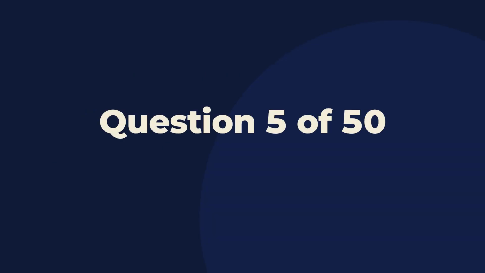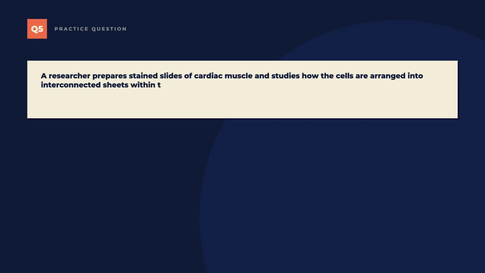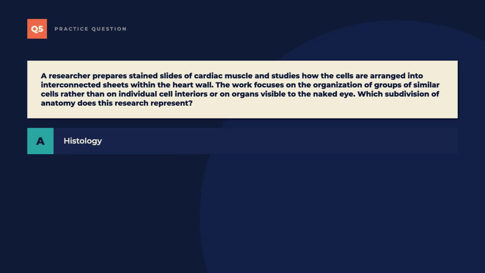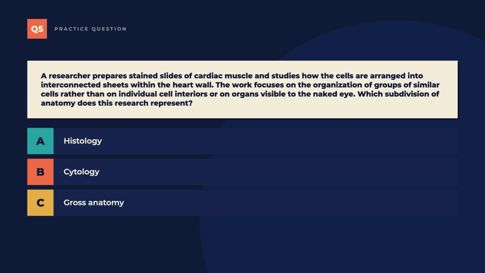Question 5. A researcher prepares stained slides of cardiac muscle and studies how the cells are arranged into interconnected sheets within the heart wall. The work focuses on the organization of groups of similar cells rather than on individual cell interiors or on organs visible to the naked eye. Which subdivision of anatomy does this research represent? Your options are A. Histology, B. Cytology, C. Gross anatomy, D. Embryology. Pick one, trust your gut.